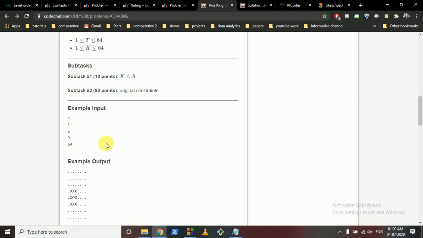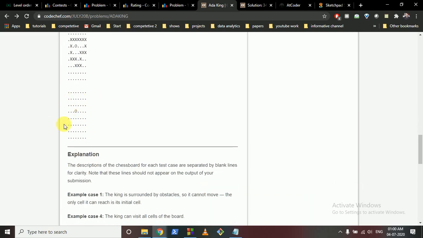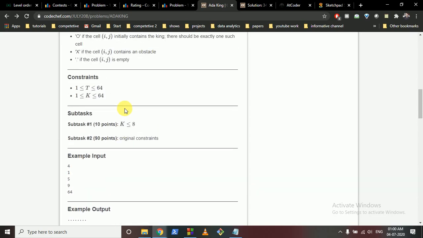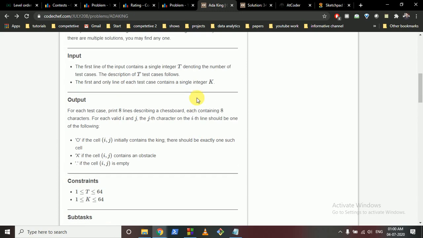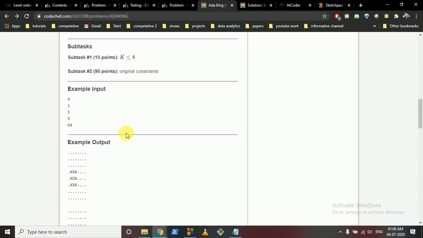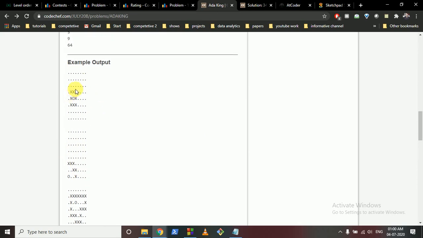So you have to find this out, like for the last case, 64. Then the king can be anywhere, and all the places are empty, because there are 64 places and the king can move to any place. So that's the whole thing. You can draw this example question and it will come to you intuitively, because the king can move to any of the adjacent places, including the corner-adjacent cells, around the cell on which the king is.